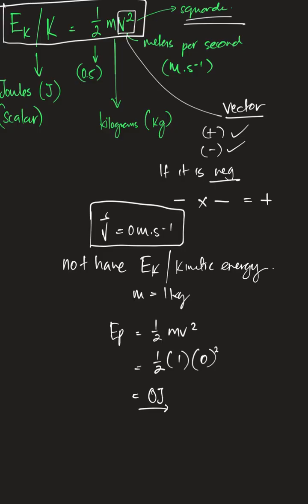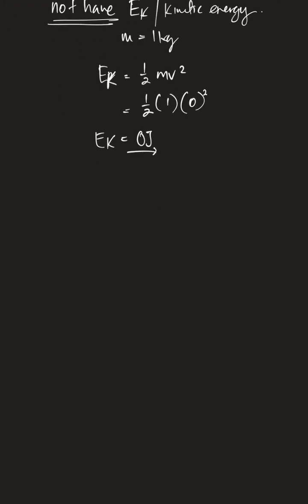Alright, so in this situation, if the velocity is equal to 0, oh, that's an EK, sorry. If the velocity is equal to 0, there can be no kinetic energy. So let's look at a little example. Let's look at example 2.